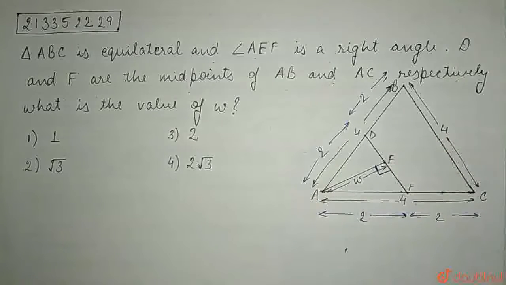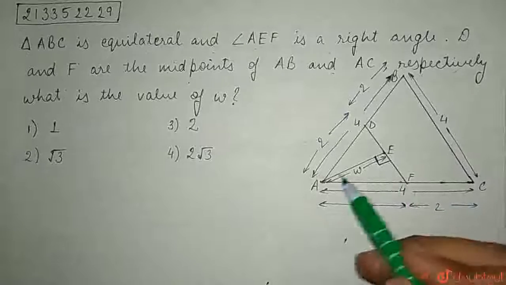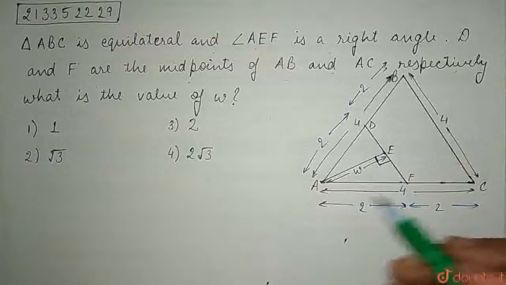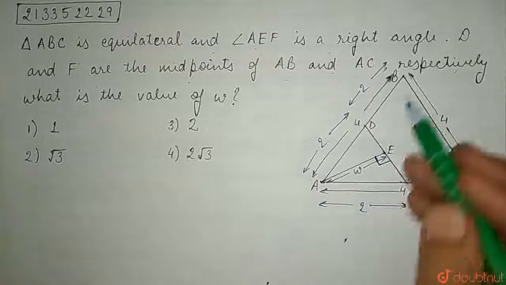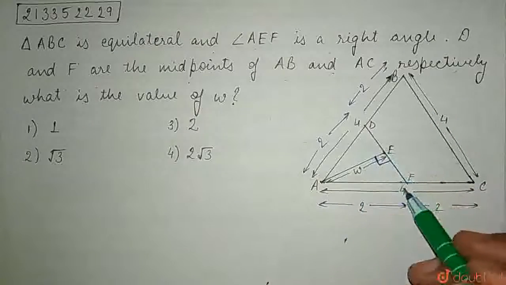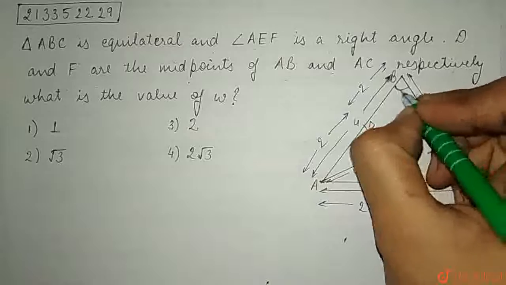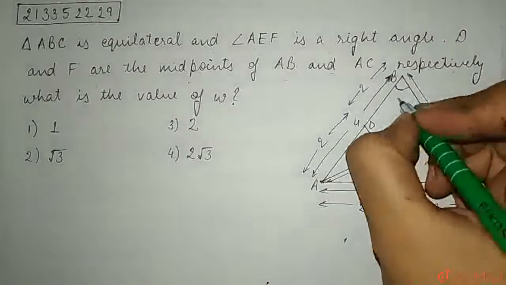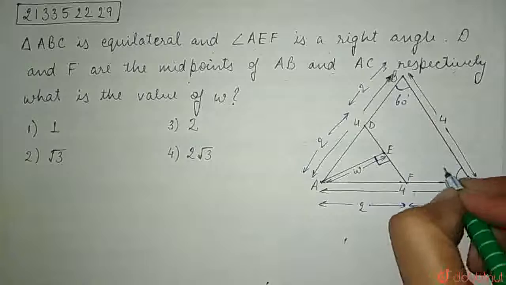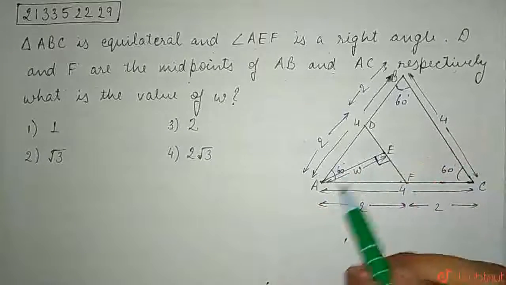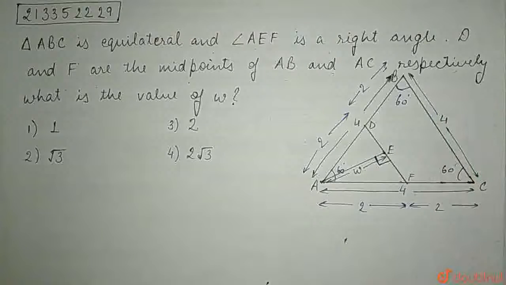AE. Now we know that in triangle ABC, if we see these triangles, triangle ABC and the triangle ADF. In triangle ABC, it is an equilateral triangle, so all the angles in an equilateral triangle are 60 degrees. So these will be 60 degrees each, 3 of them: angle A, angle B and angle C.